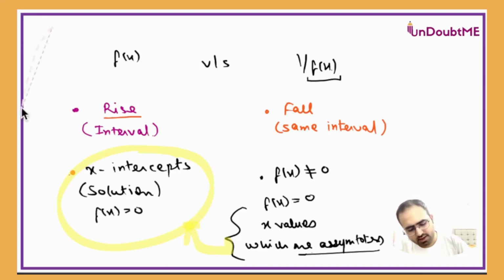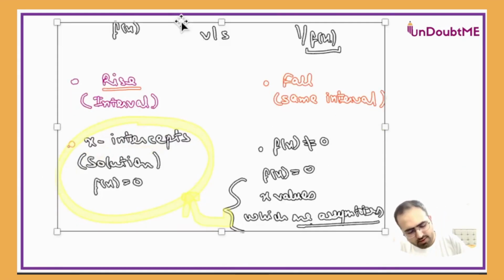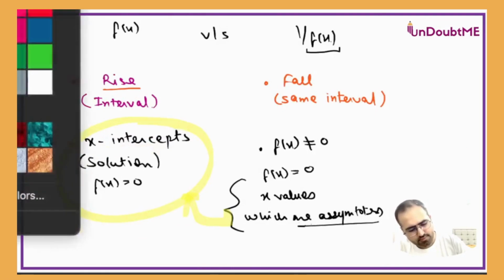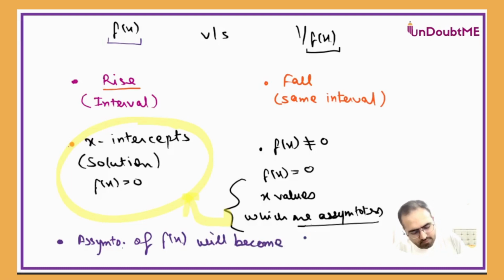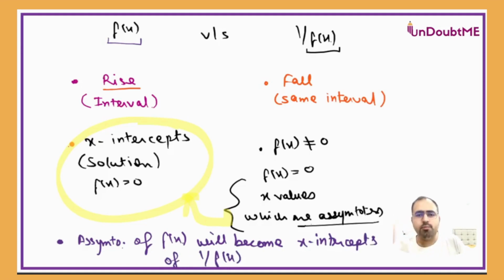Another thing, the last thing for comparing both of them. If for any x value we have an asymptote in f(x), so asymptotes of f(x) will become x-intercepts of 1 over f(x). This is like a common point. So it will be the x-intercept of f(x), it will be the asymptote of 1 over f(x).